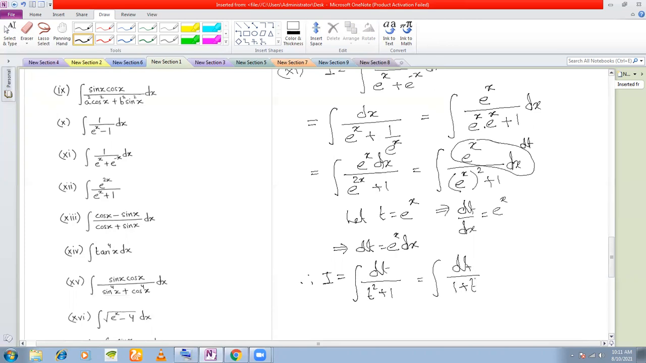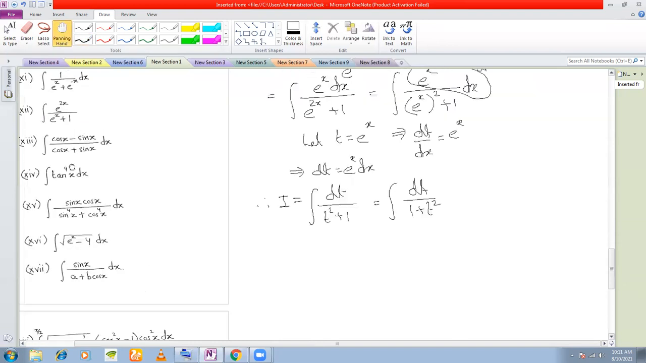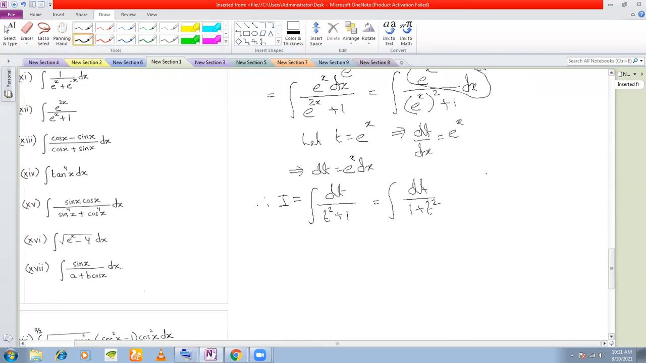Now how do you integrate this? This is actually a standard formula which I have not done yet, but from differentiation you can draw the comparison also. This I'll discuss in the next module. The formula that we are going to use here is integral dx by 1 plus x square is equal to tan inverse x, so we can write this as tan inverse t.